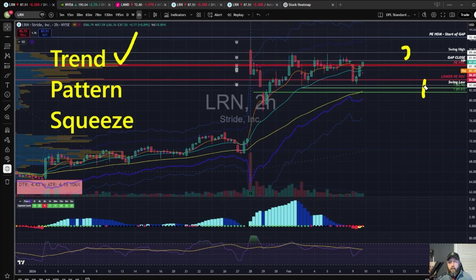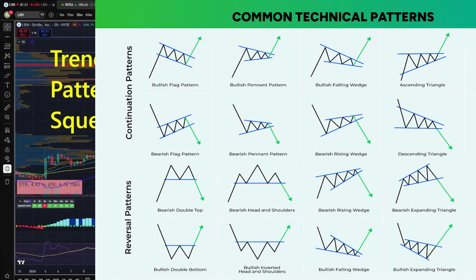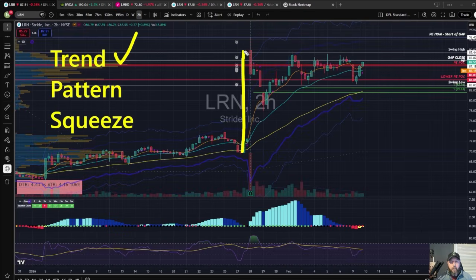From there, is there a pattern? Again, I like to play simple patterns: bull flags, bull pennants, head and shoulders, cup and handles, just technical analysis one-on-one. I'm not looking for any sort of ABCD special diamond in the rough. I want to look at a chart and say, oh yeah, that's a bull flag. So if we look at this chart of LRN, what do we see?